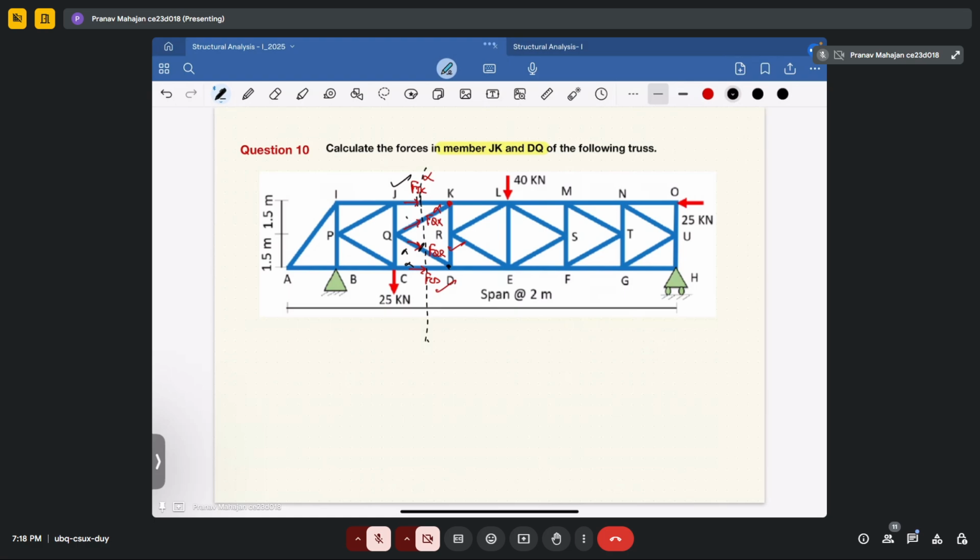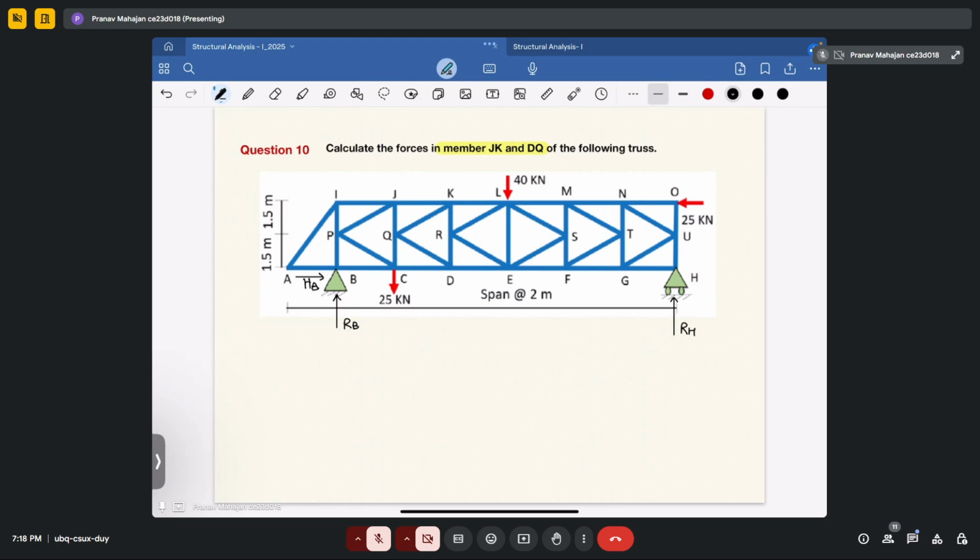Now, how will we solve this problem? We will again use the method of joints. So let's start solving. We got the reactions RB and RH. Here, a horizontal force will also come into picture. I will write it as HB.